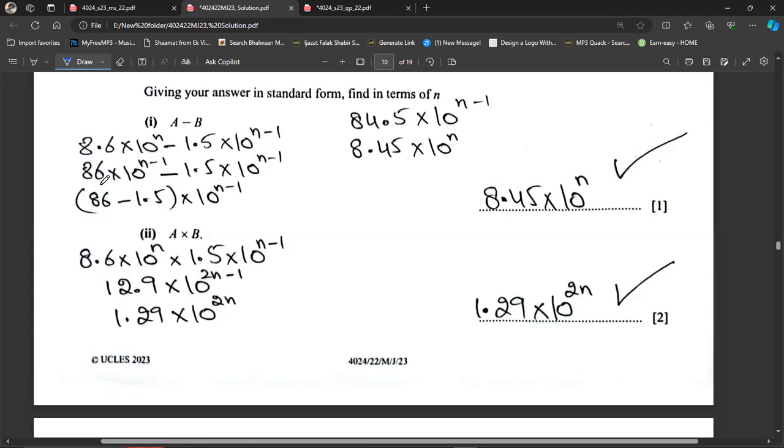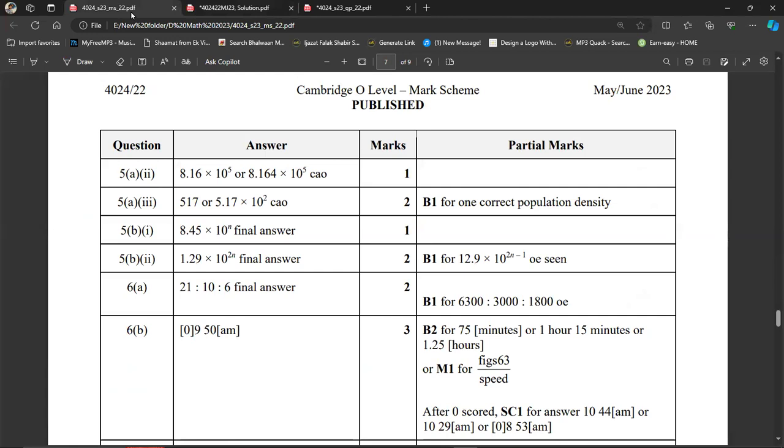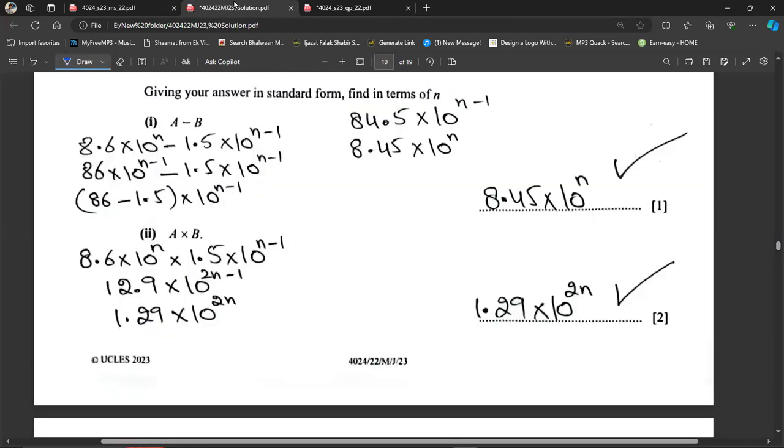So this is not the standard form. I will move this decimal one step to the left. So it will become 8.45, and I will add one power here, so it will be left only 10 raised to power n. So 8.45 × 10^n. So that answer is right. This is how this is done.